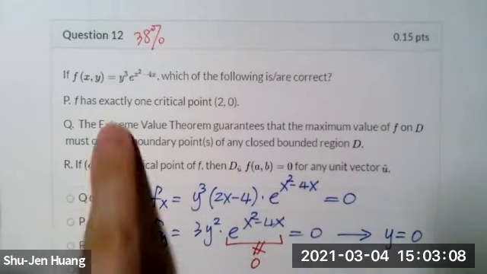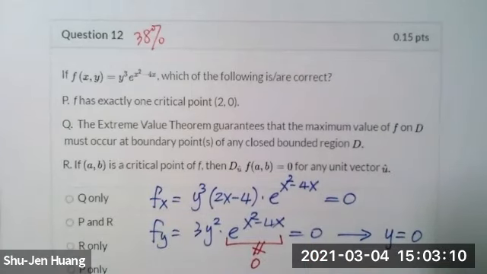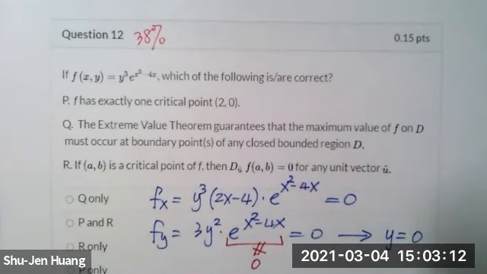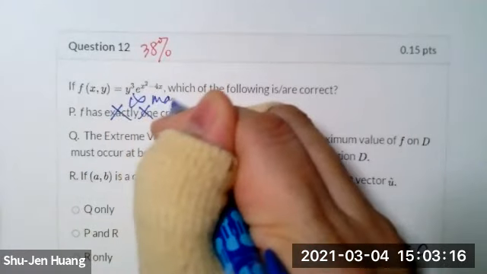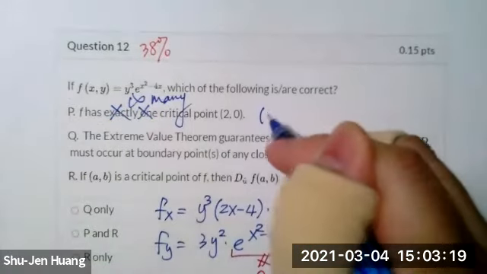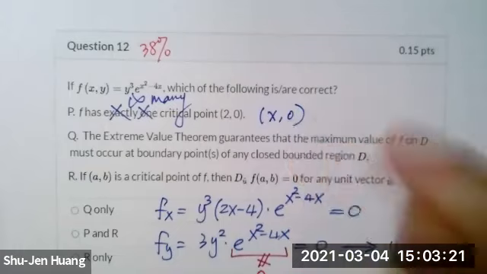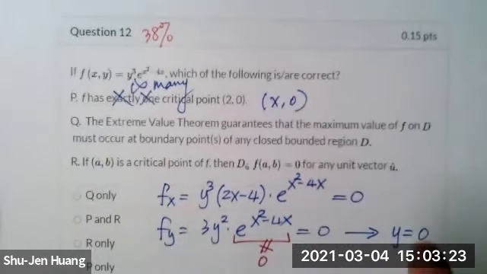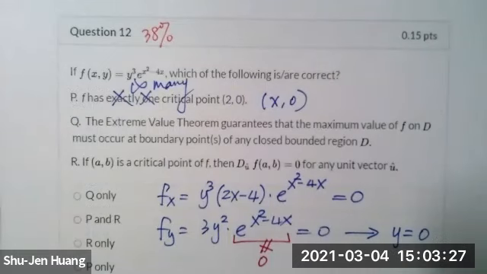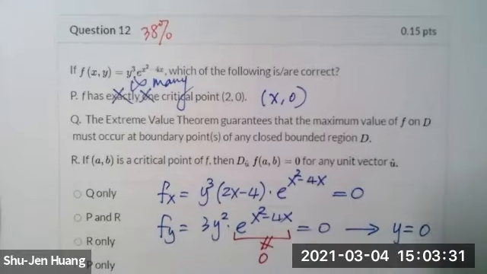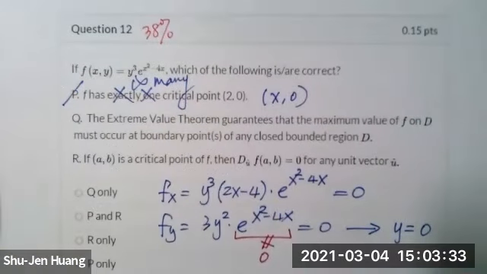So in fact, how many critical points do we have? There are infinitely many. And the critical point is in the form (x, 0). y always equals 0 from the second equation, and x can be any number. There are infinitely many critical points. Therefore, P is not correct.